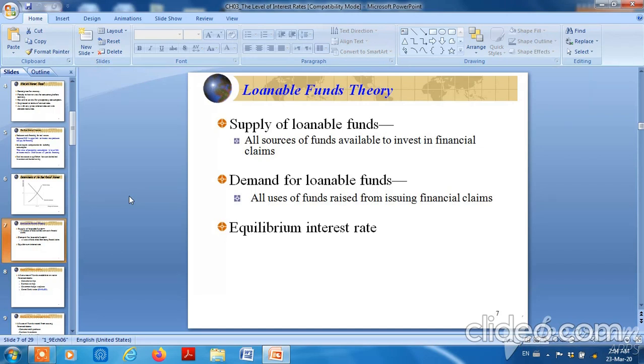Loanable funds theory. Loanable funds theory is one approach that can be used to explain the determination of the level of interest rate. According to loanable funds theory, supply of loanable funds is the sources of funds available to invest in financial claims, and demand for loanable funds is all uses of funds raised from issuing financial claims. And there is of course an equilibrium interest rate at the equilibrium point.